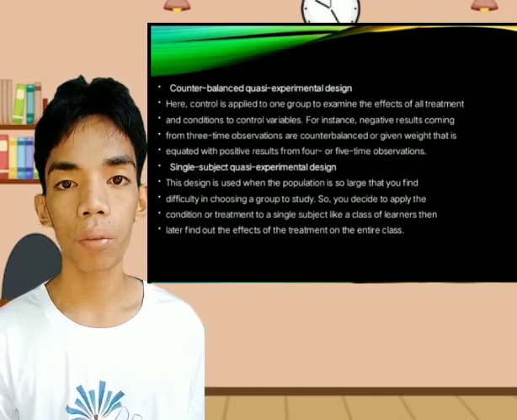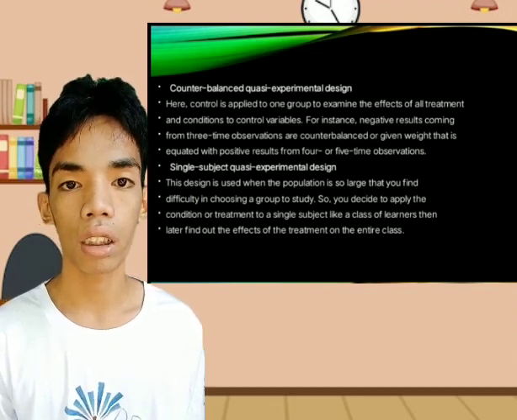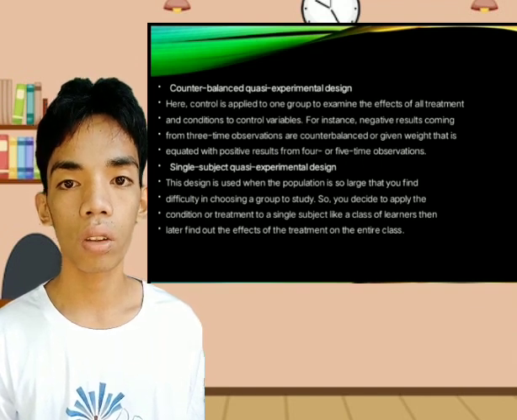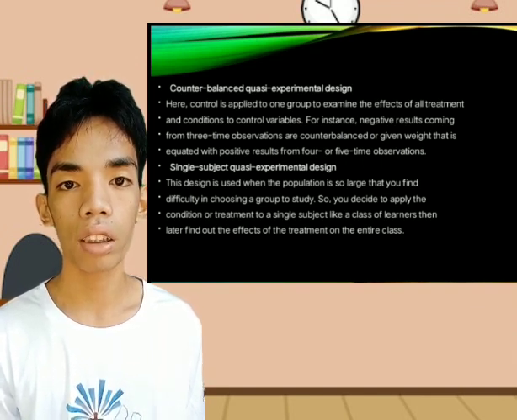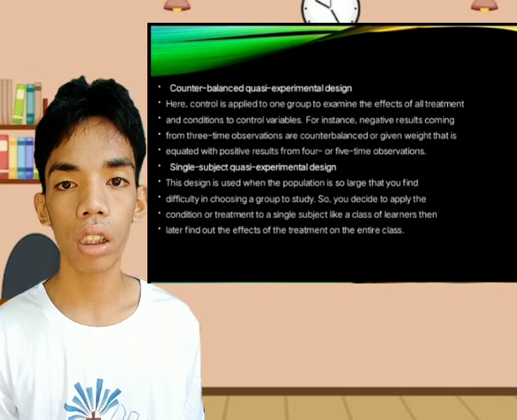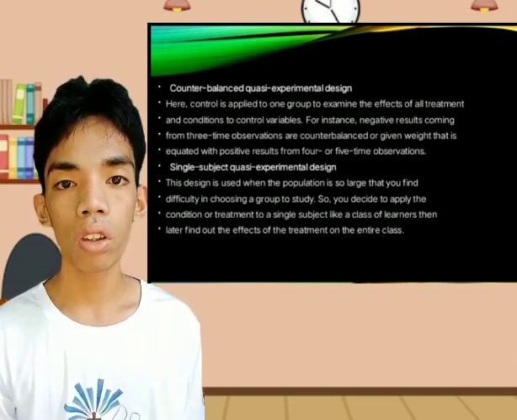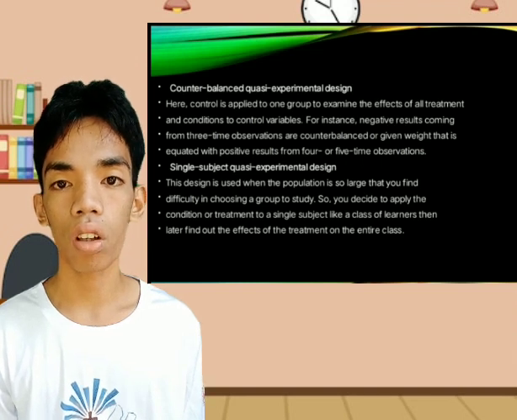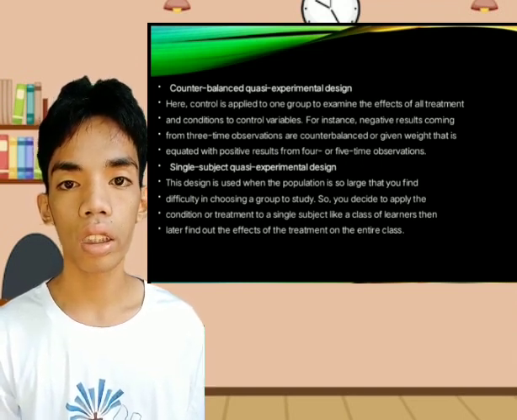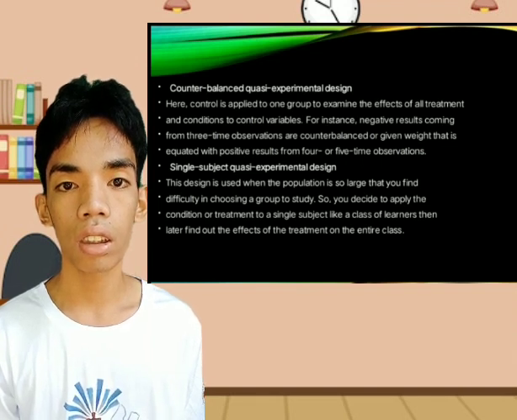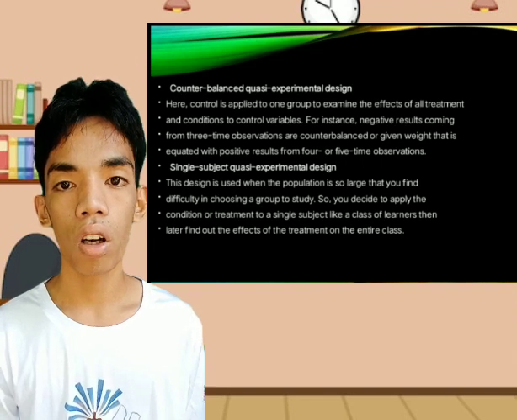Next, single subject quasi-experimental design. This design is used when the population is so large that you find difficulty in choosing a group to study, so you decide to apply the condition or treatment to a single subject, like a class of learners, to later find out the effect of the treatment on the entire class.